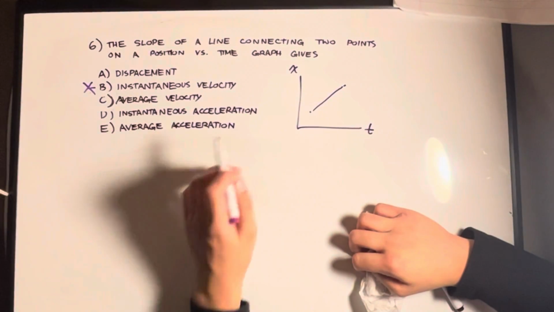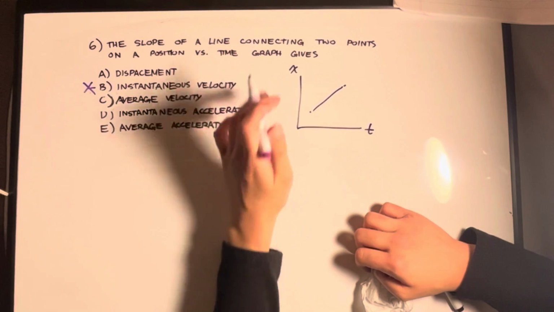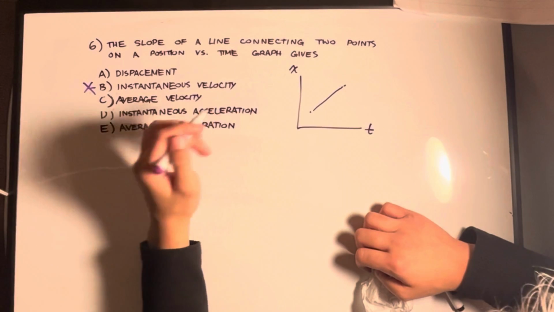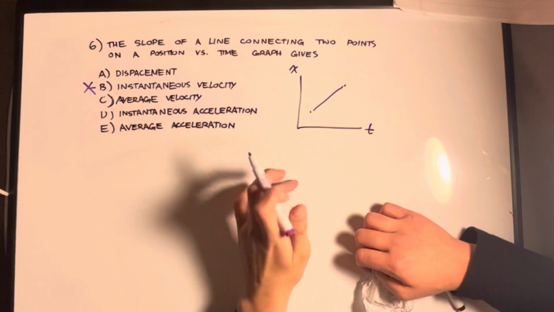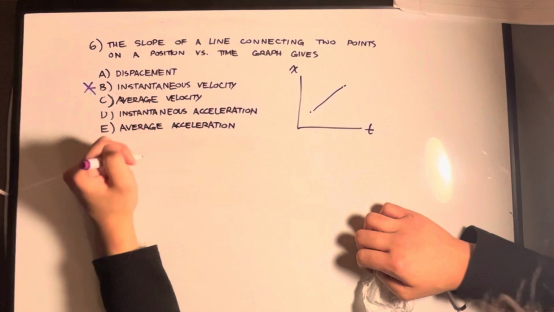So to find the right answer, first we have to look at our graph, which I drew here. We have x on our y-axis and t on our x-axis, or position versus time. So how do you find the slope? Let's look at that first.